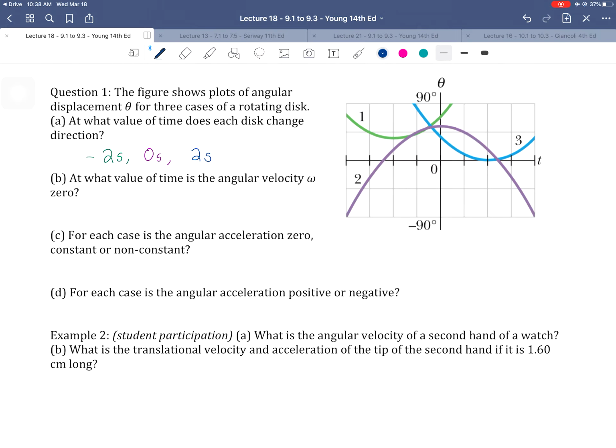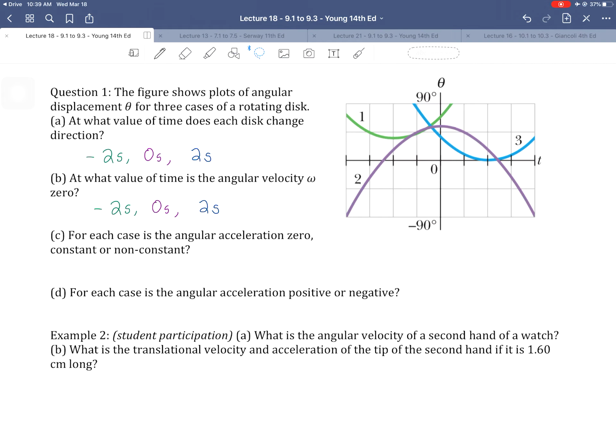Okay, at what values of time is the angular velocity omega 0? Well, the angular velocity represents the tangent line of these graphs, just as if this was a graph of displacement, we would know that the velocity would represent the tangent line. So like right here, that's a tangent line. And where the slope is 0, that means the angular velocity is 0. So it's going to occur right at the point of directional change. So we should get all of these same answers, because directional change corresponds to a momentary 0 value of angular velocity.